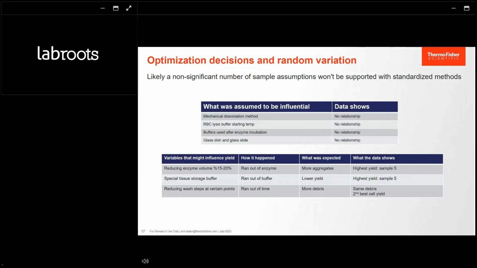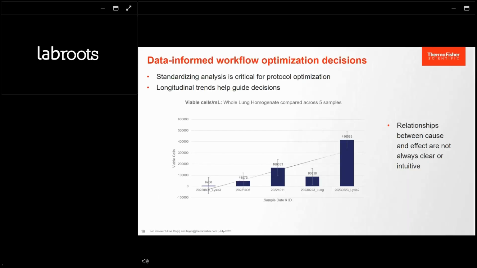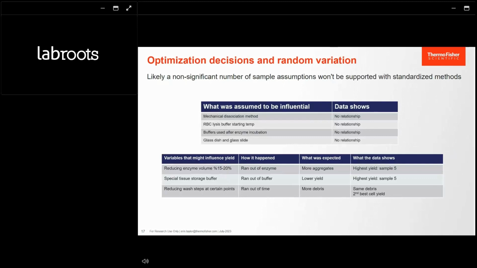The lab ran out, and I expected much lower yield, much lower viability. And again, the highest yields of all those samples that you saw here. So this went against all the expectations that I believed were based on past data.